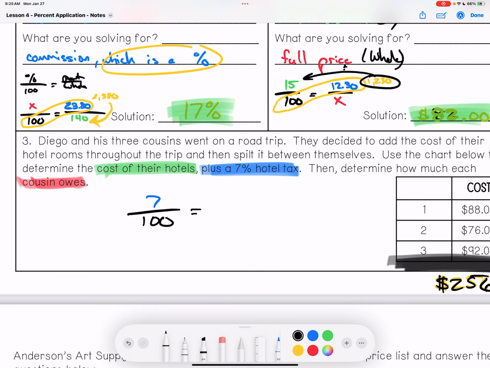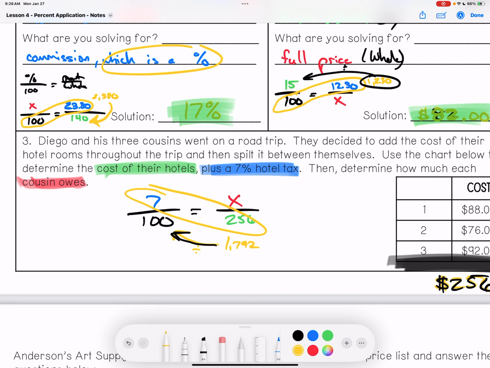Okay, equals part over the whole. What is the part? That's what the cousins owe. I don't know how much they owe, but I do know the total. The total was $256. Now I can just set it up. All right, so let's do our cross product. 7 times 256, everybody in your calculator. 7 times 256 is 1,792 divided by the number that's left.